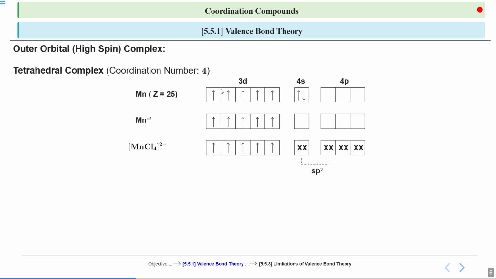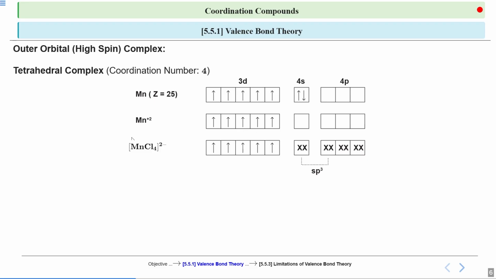So you can see this diagram of the complex MnCl4 2-, where manganese initially has atomic number 25, for which the configuration will be 3d5 4s2. So we arrange the electrons in the diagram here in the 3d and the 4s orbitals like this, where we obtain 5 unpaired electrons in the 3d orbital and 2 electrons in the 4s orbital, right?